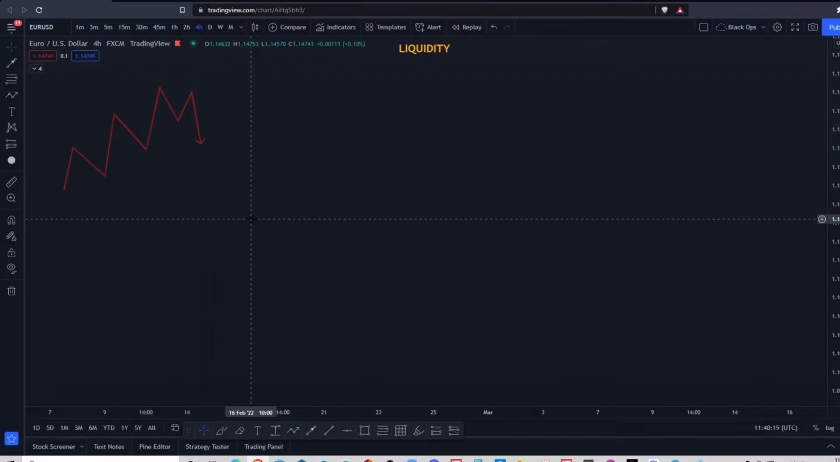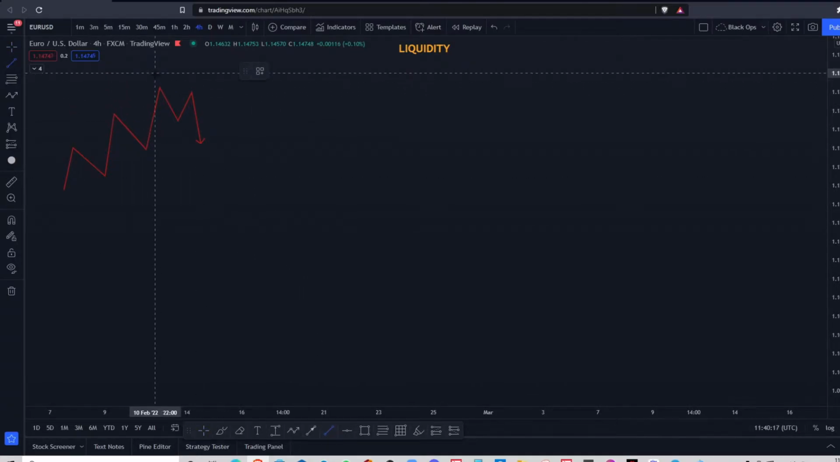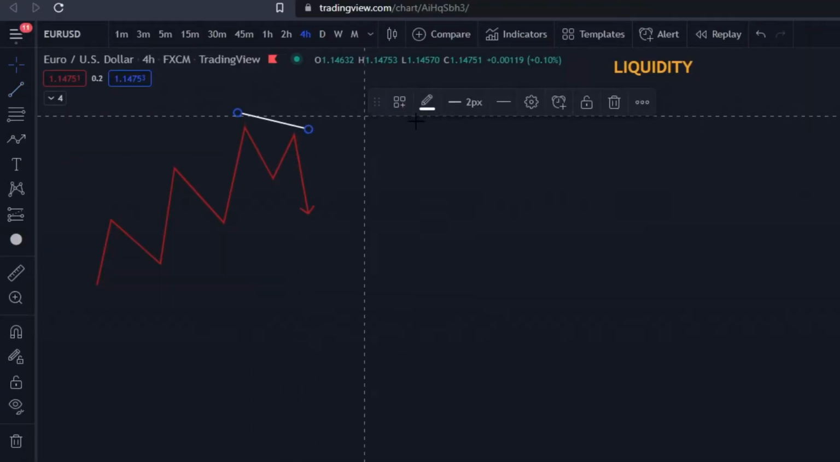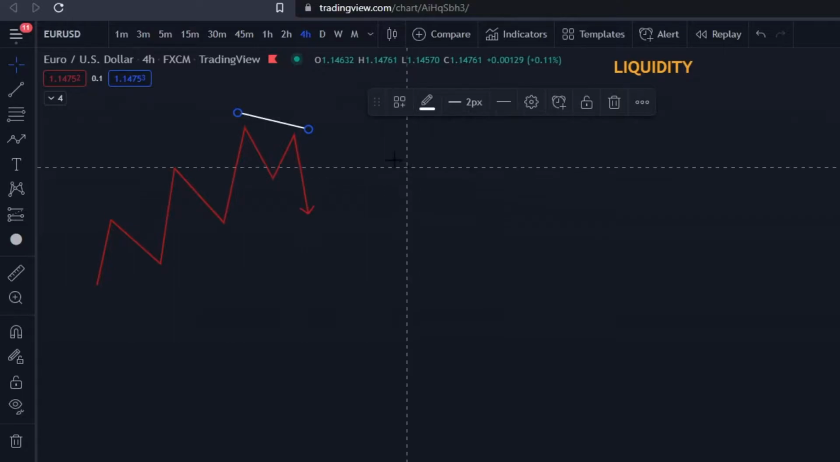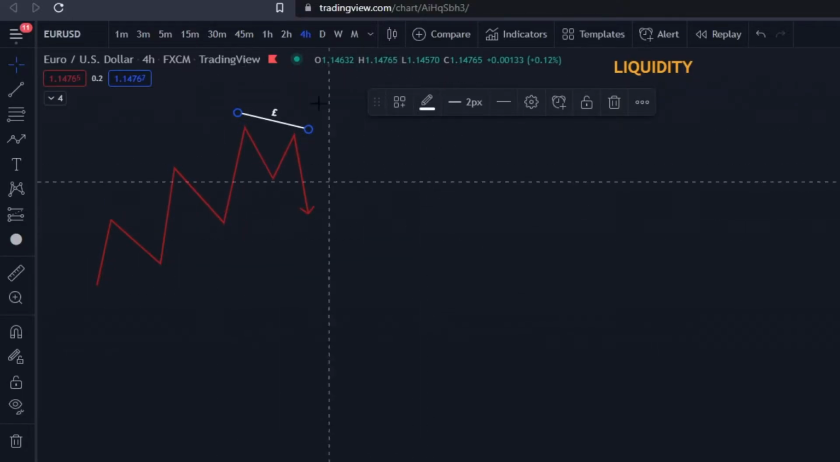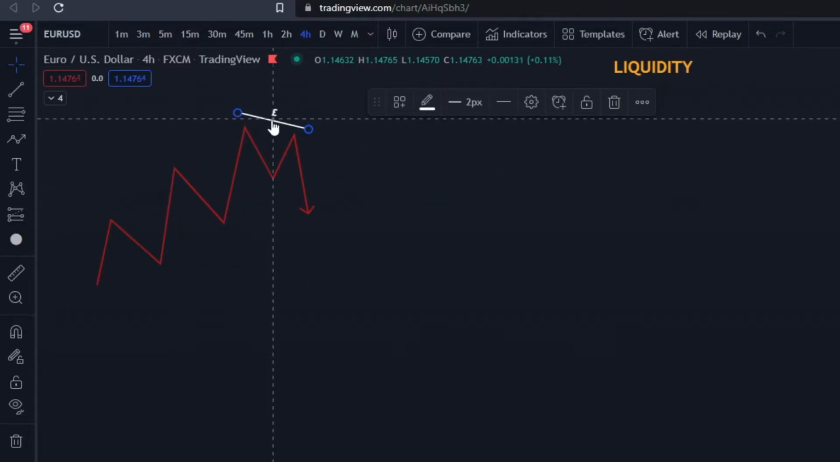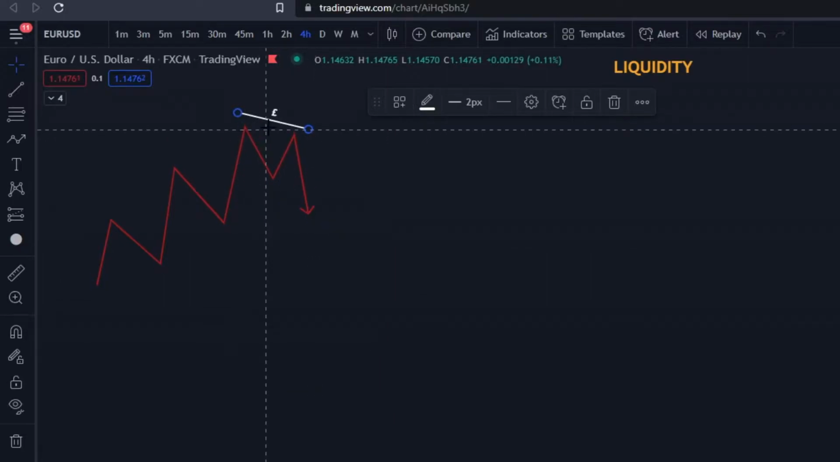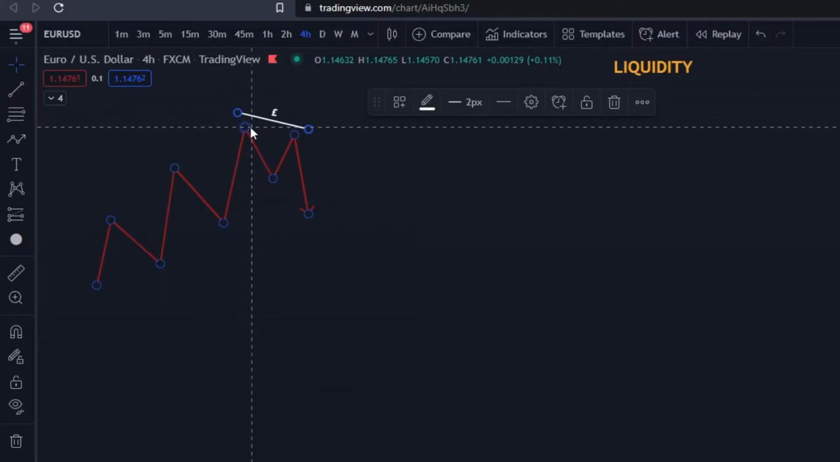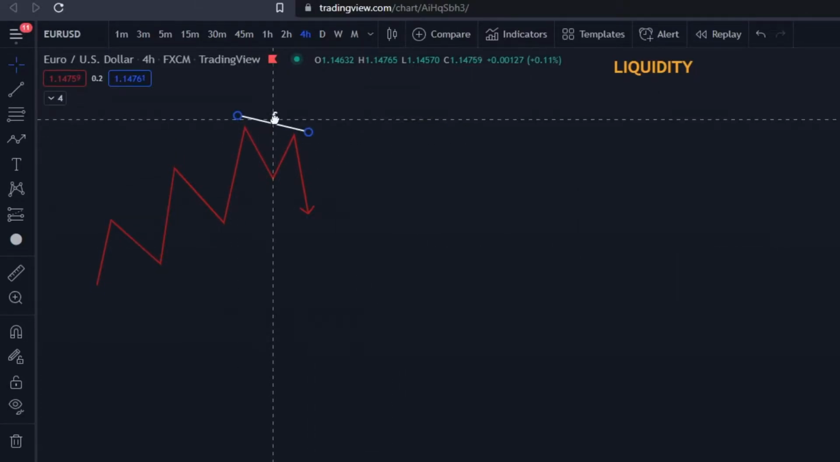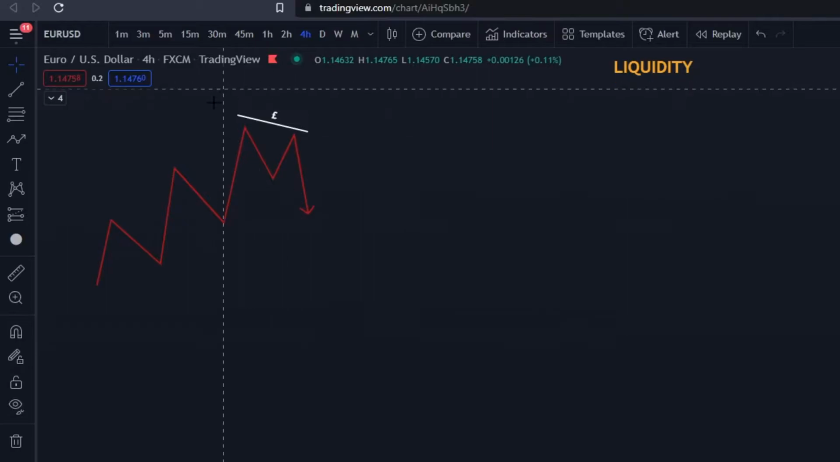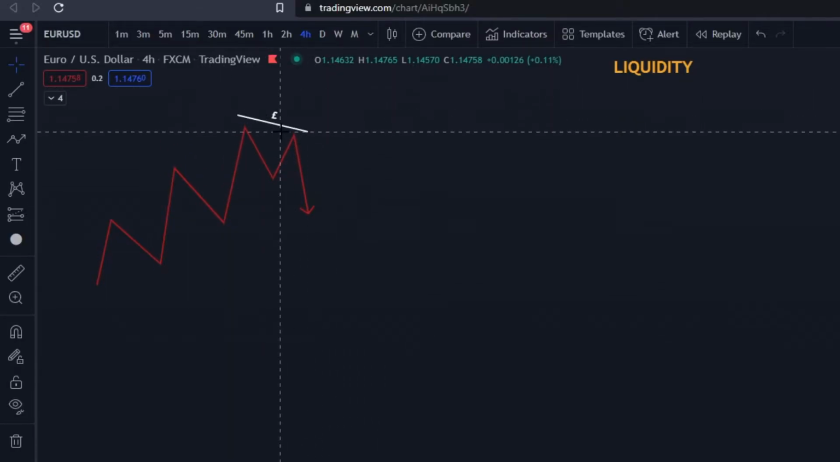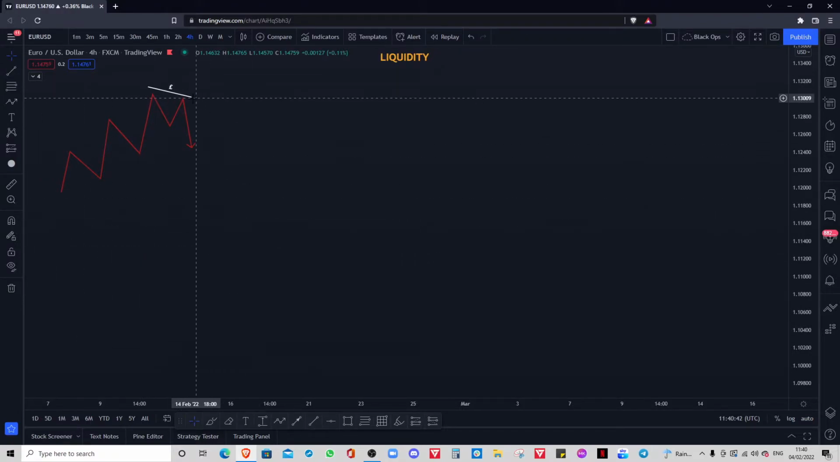Okay, and in this scenario, we would have liquidity trapped around here. So let me just mark that as equals. So that is the liquidity. We call this equals because the second leg doesn't purge or doesn't go higher than the first leg. And what this does is it creates a liquidity pool of where money is trapped in terms of stop losses and orders. Okay, now that's the first example.